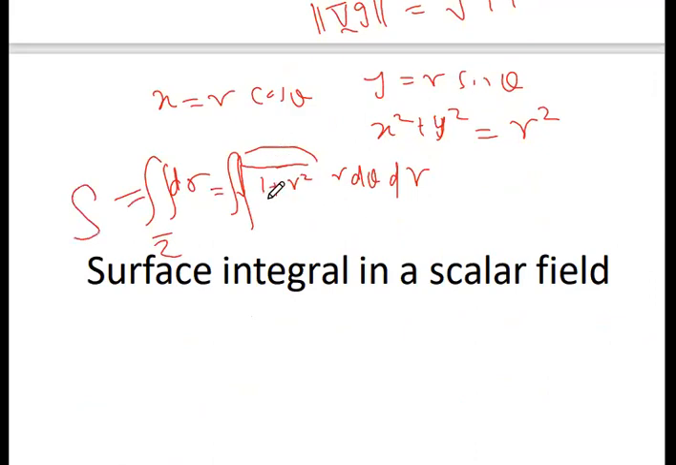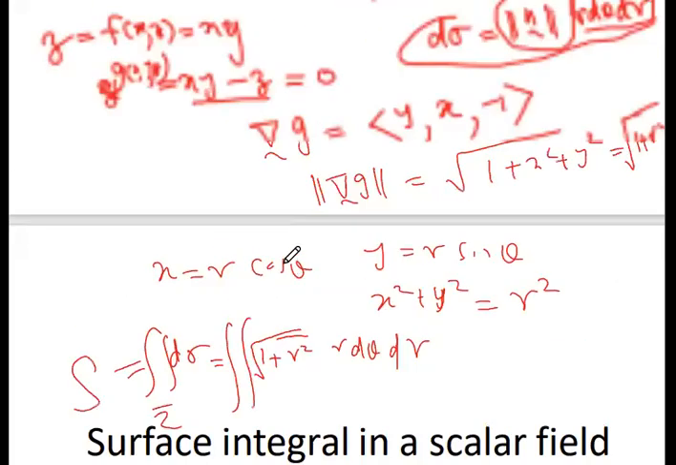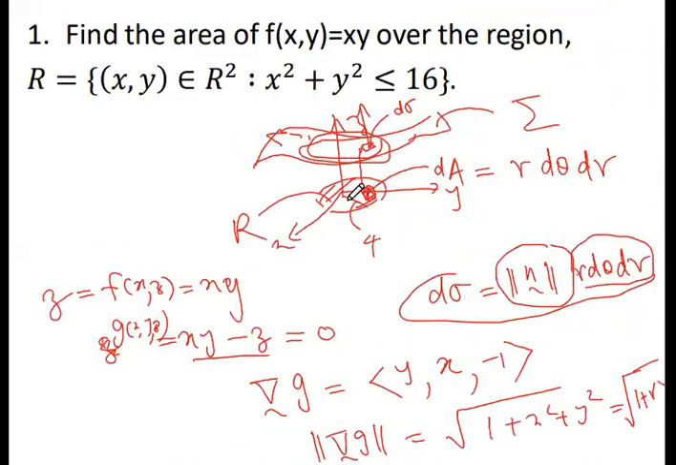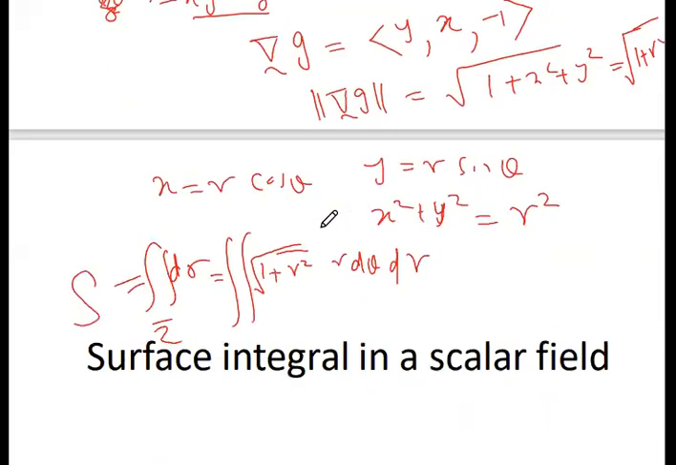And you can put limits. Let me rewrite this nicely: a double integral over the region R. So we know the variation of the radius, from 0 to R. If you want to get this region, you have to change R from 0 to 4. So R is changing from 0 to 4.